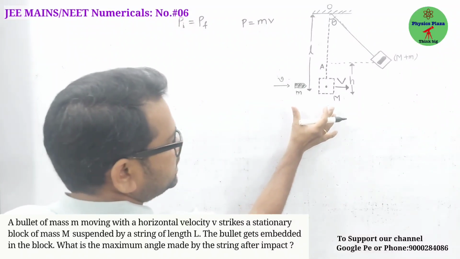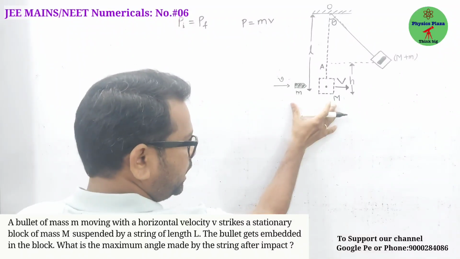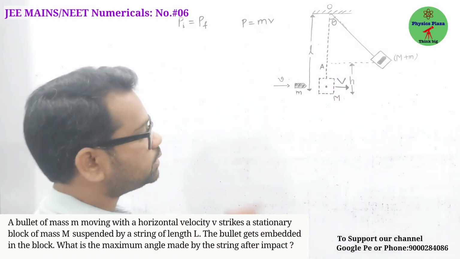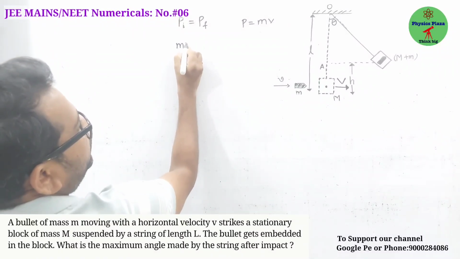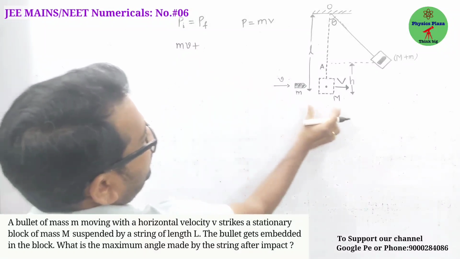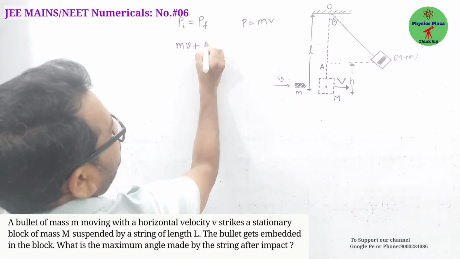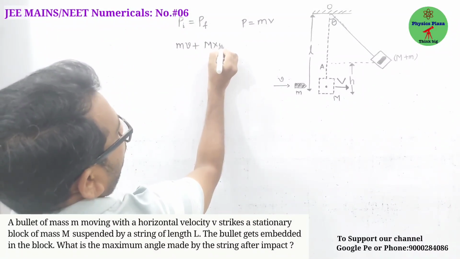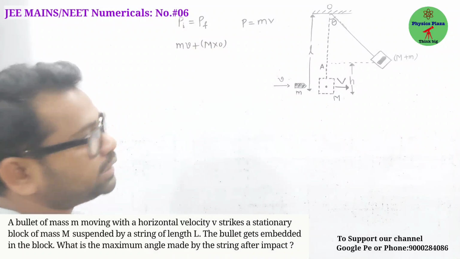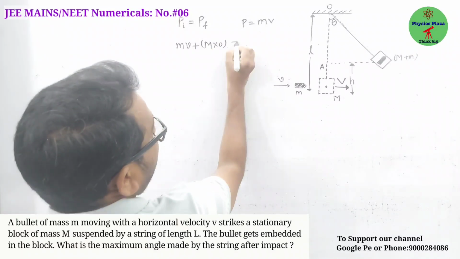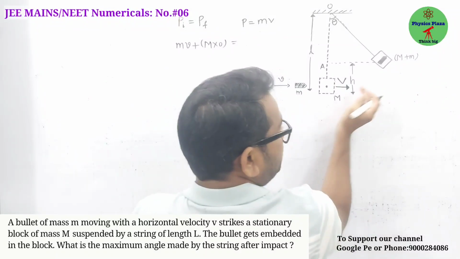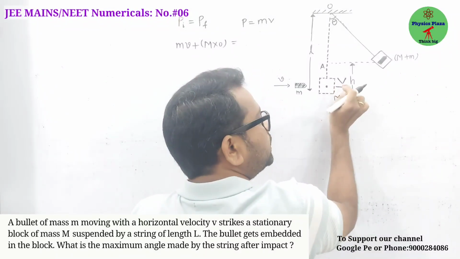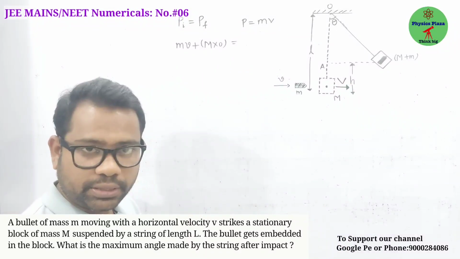So initially it is a system, and here is the final system. For the initial system, what is the momentum of the bullet? Mass into velocity, mv. Then what is the momentum of the block? Capital M, and as it is initially at rest, it is 0 only. This is the initial momentum. Then what will be the final momentum? The entire block, that is the block with the bullet, is going with the velocity capital V.